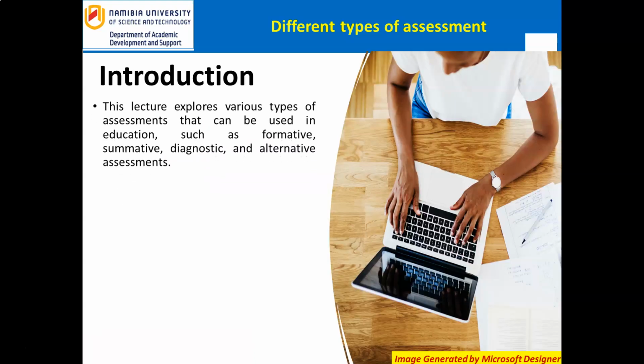In this lecture, you will learn about the various types of assessments that can be used in education, such as formative, summative, diagnostic, and alternative assessments. You will also explore how these assessments can be aligned with the learning objectives and outcomes of your curriculum, and how they can measure the cognitive, affective, and psychomotor domains of learning.